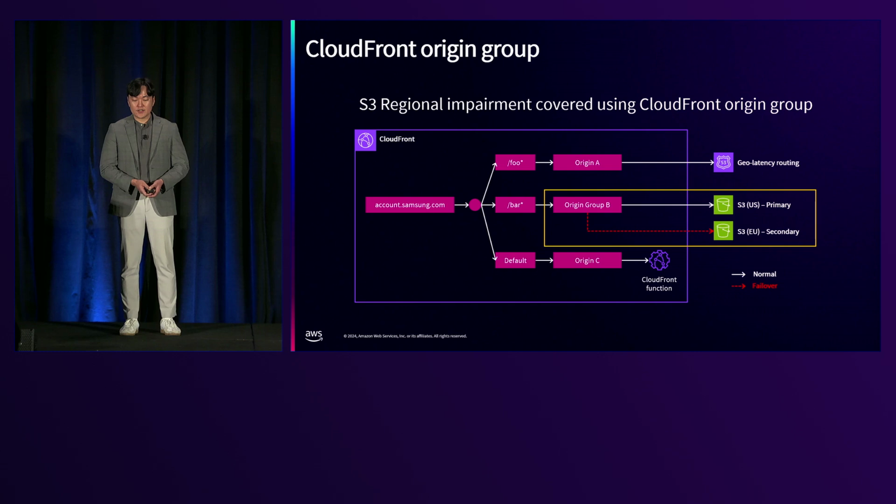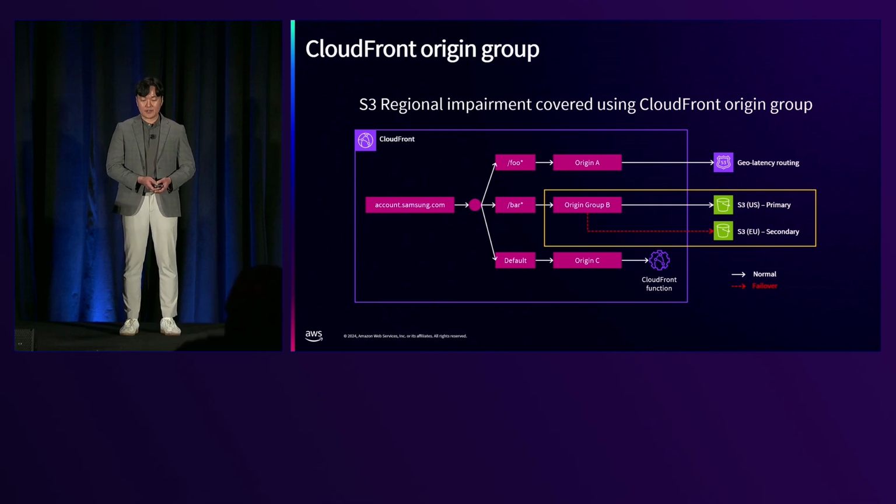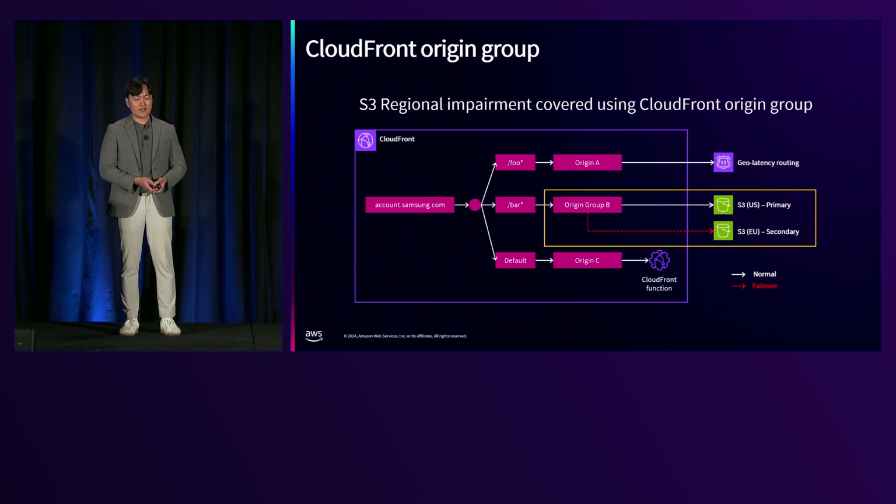The static contents of the Samsung account web are served based on S3 buckets. As S3 is a regional resource, although dynamic contents can be addressed through the geo-latency routing architecture in case of failure in a specific region, static contents remain unprotected against such an incident.